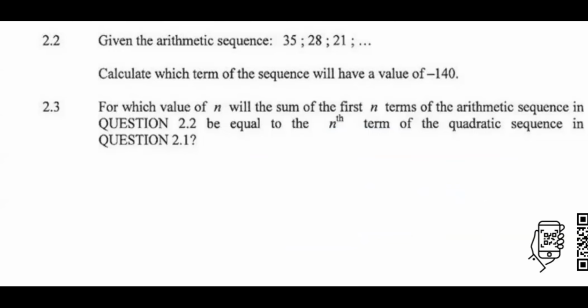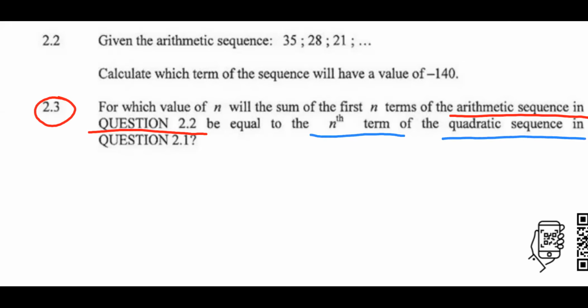Here's the question I actually want us to have a look at. This one says, for which value of n will the sum of the first n terms of the arithmetic sequence in question 2.2 be equal to the nth term of the quadratic sequence in 2.1? Wait, let's read that again. For which value of n will the sum of the first n terms of the arithmetic sequence be equal to the nth term of the quadratic sequence?